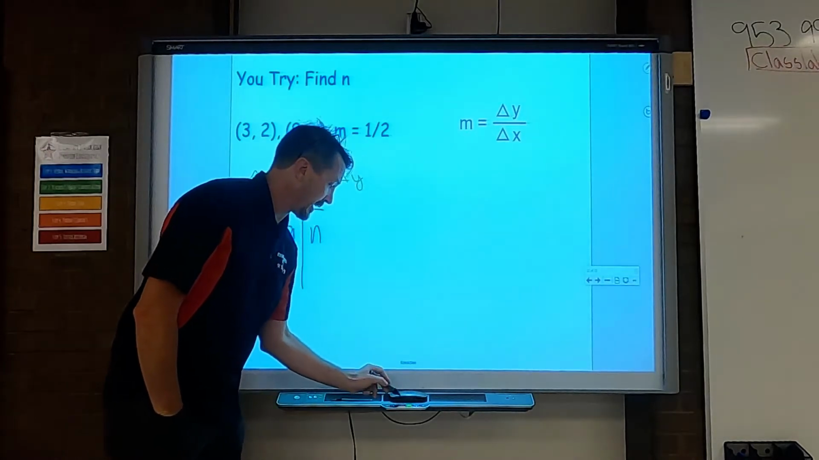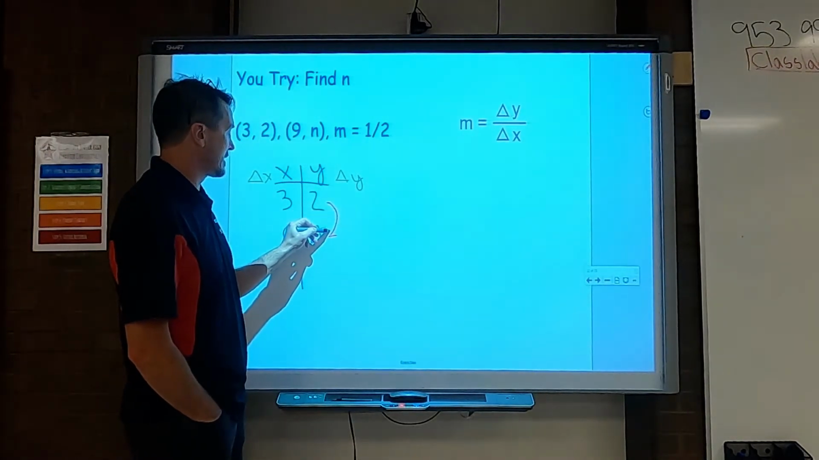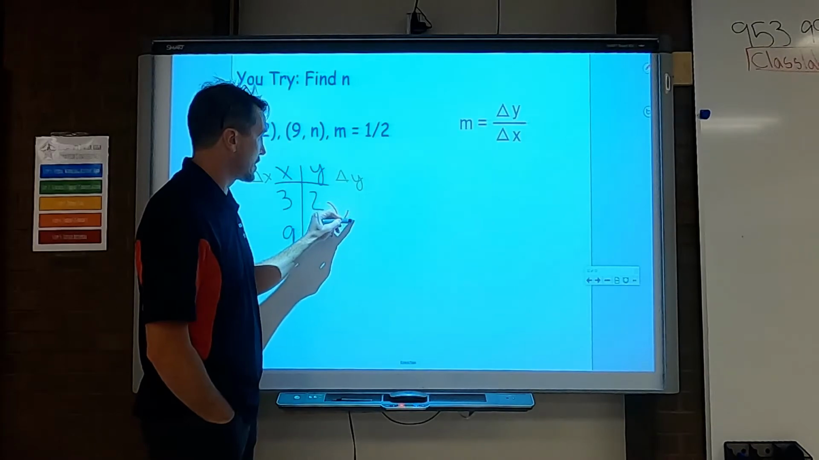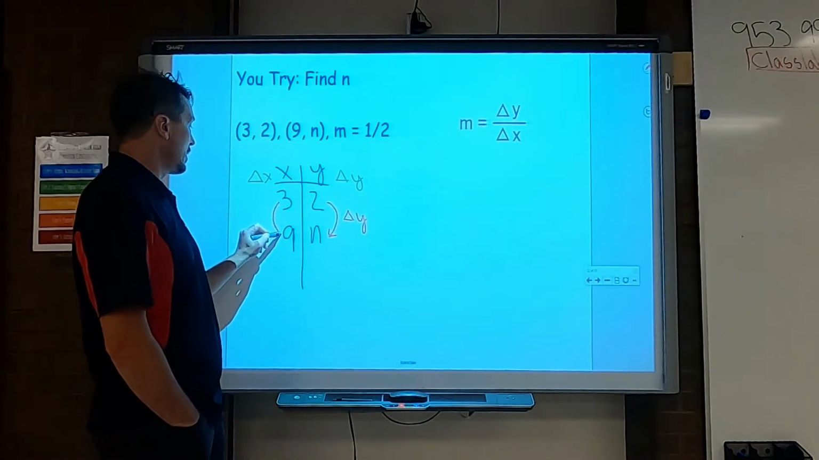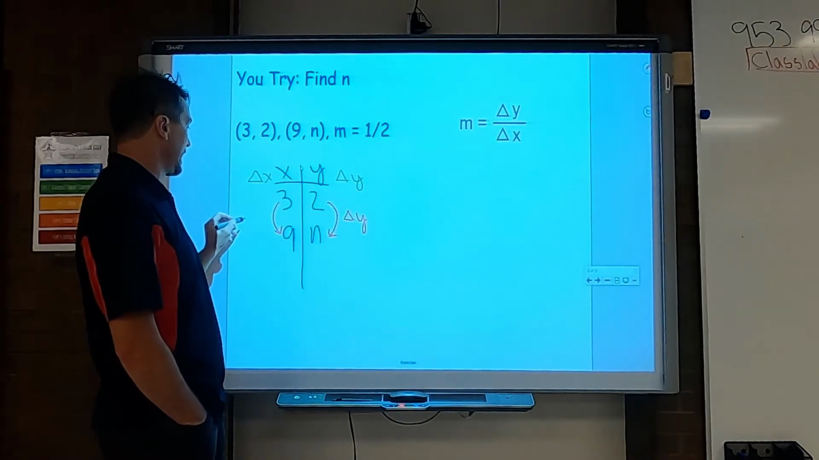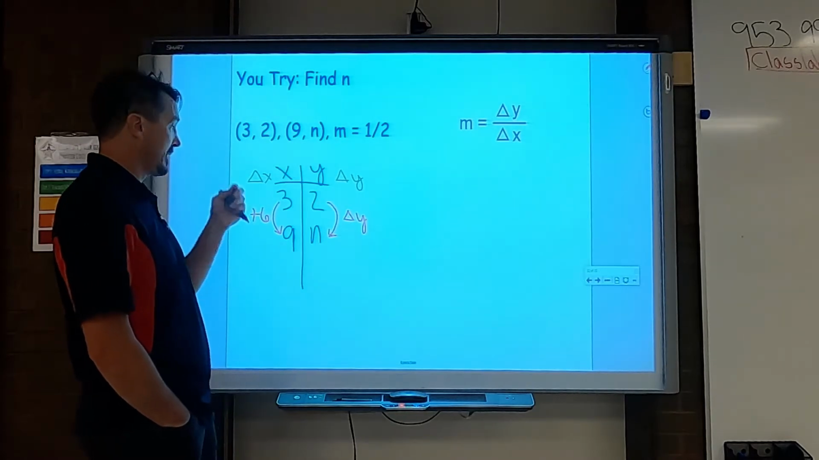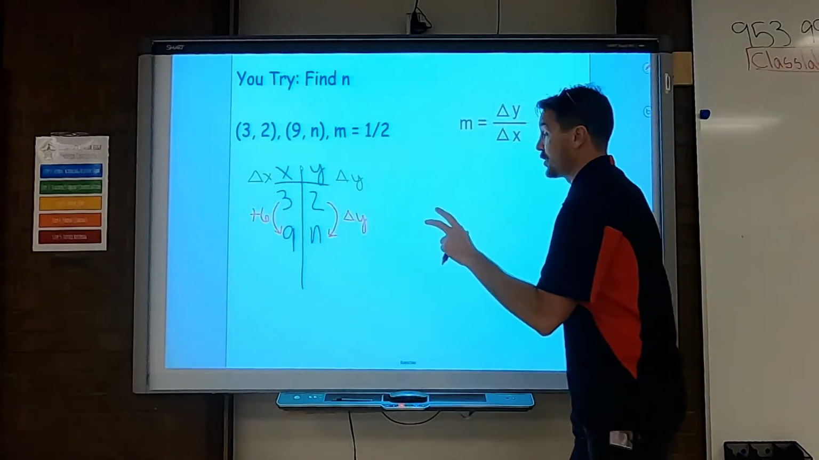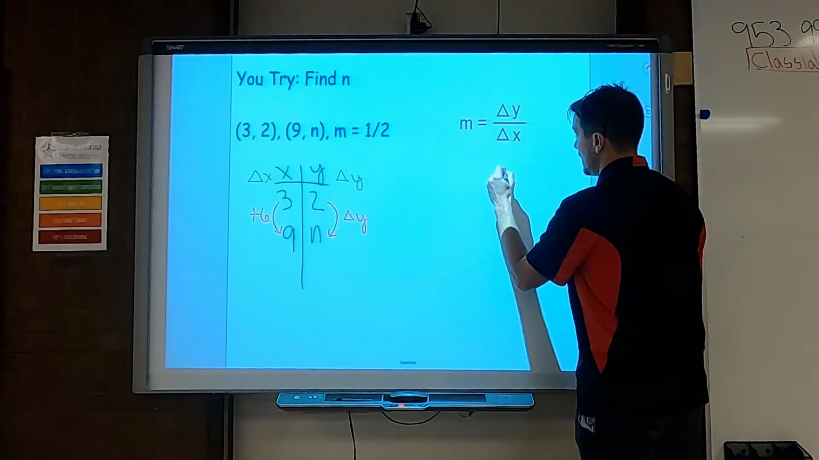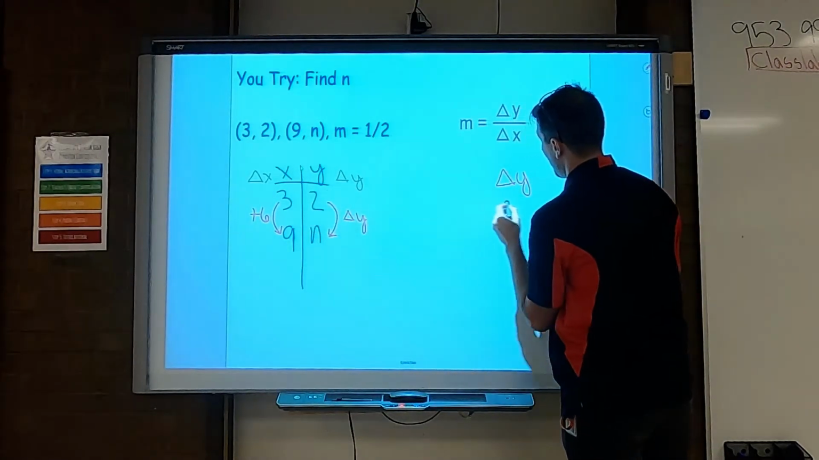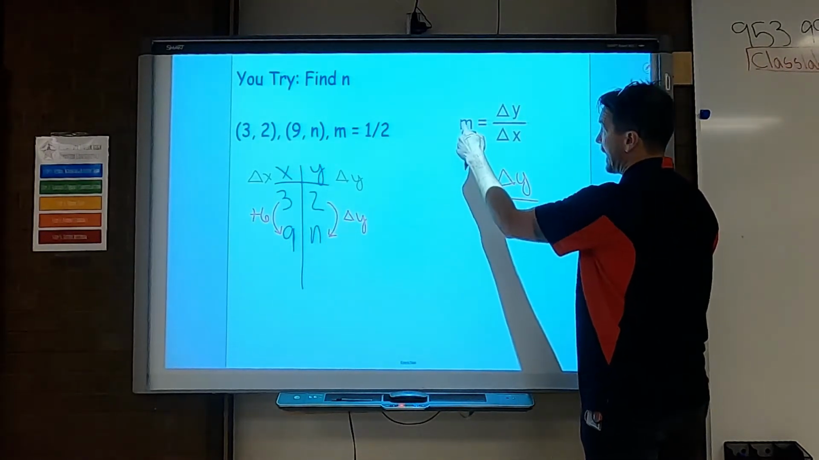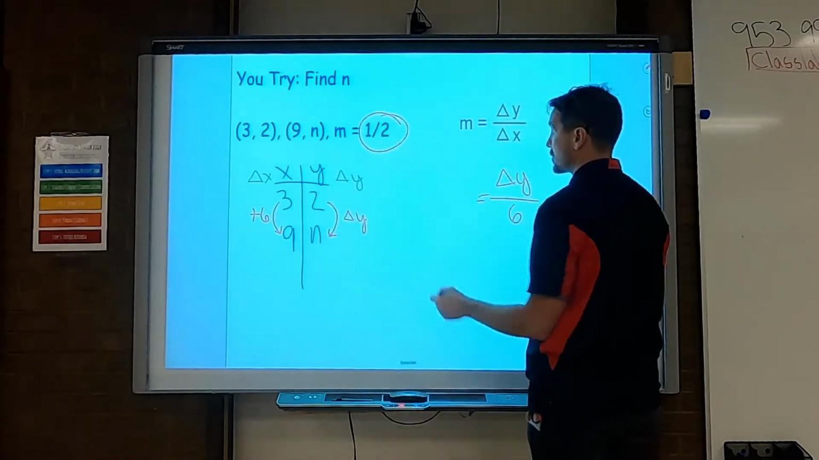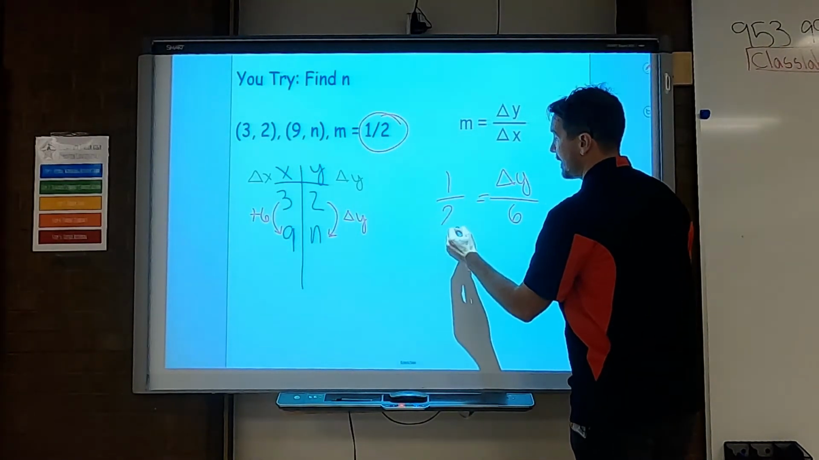And in this case, again, I look and I say, well, I can't find this because I don't know what n is, so I'm just going to call this the change in y. But I do know what x is. 3 plus what makes 9 plus 6, so my change in x is 6. So now I know this proportion. I know the change in y over 6 equals my m. And what does m equal? M equals 1/2, so I put 1/2, right?